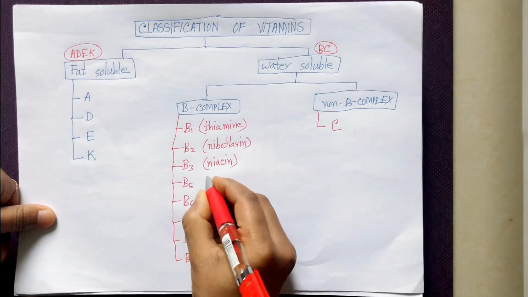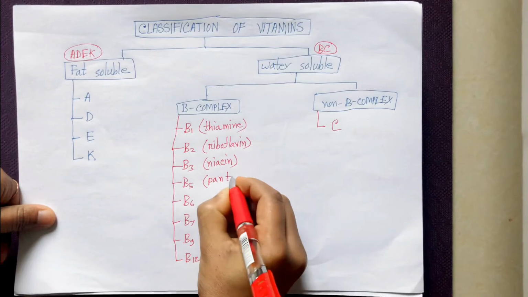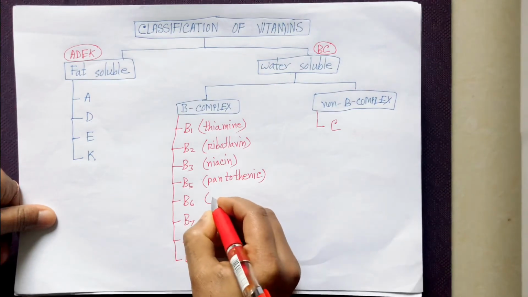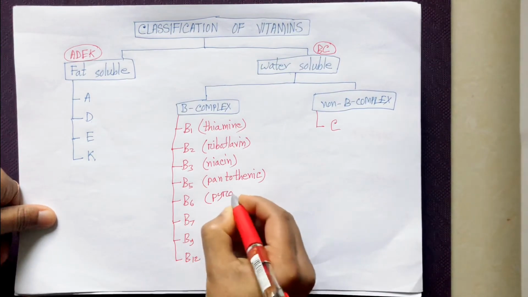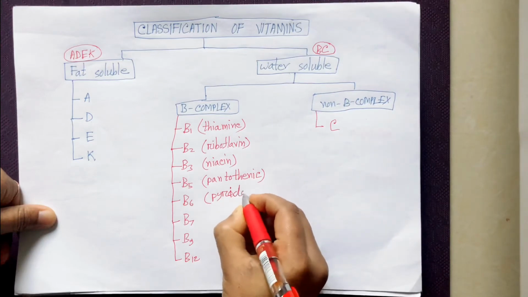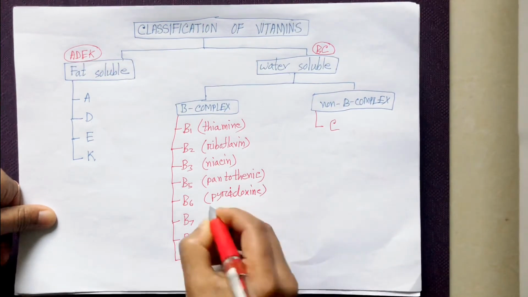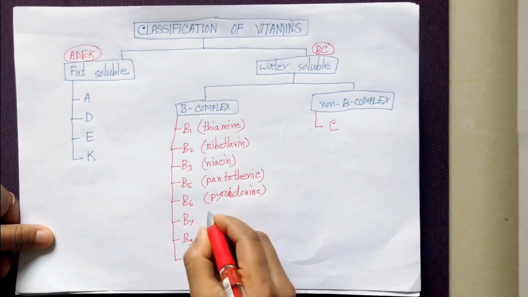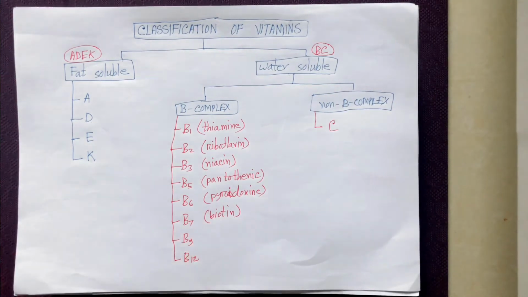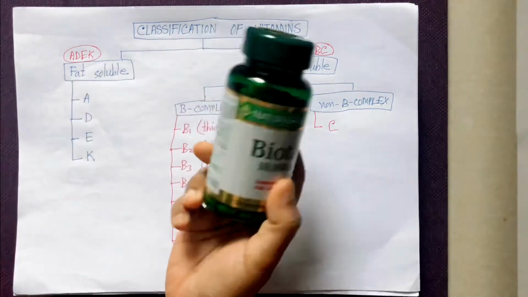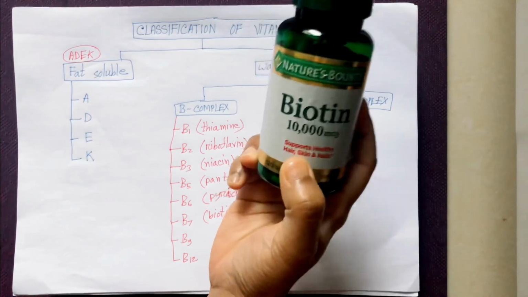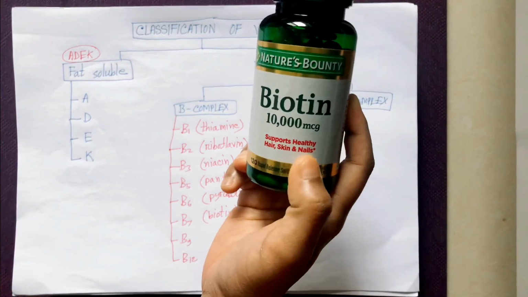B5 also called pantothenic acid, B6 also called pyridoxin. Okay, then B7 also called biotin. You know, I take a biotin supplement. Let me show you this one, biotin. It's good for hair, skin and nail. You can see it supports healthy hair, skin and nails.